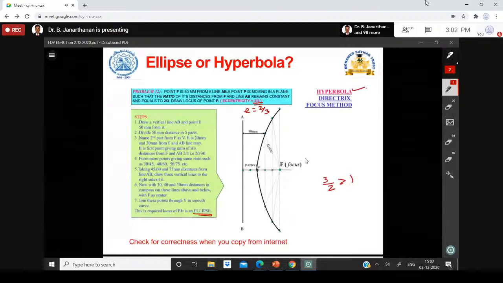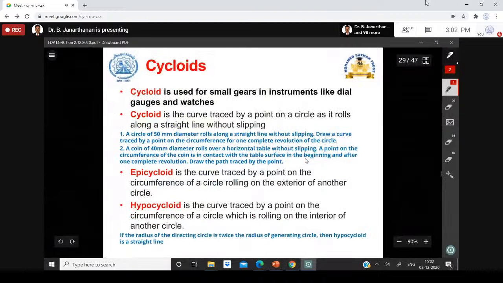So this is about the cycloid. Again, I am not able to explain this cycloid. The cycloid is used for small gears in instruments like dial gauges and watches. If you tell these applications, then it will create some interest in students to learn how to draw the cycloid.